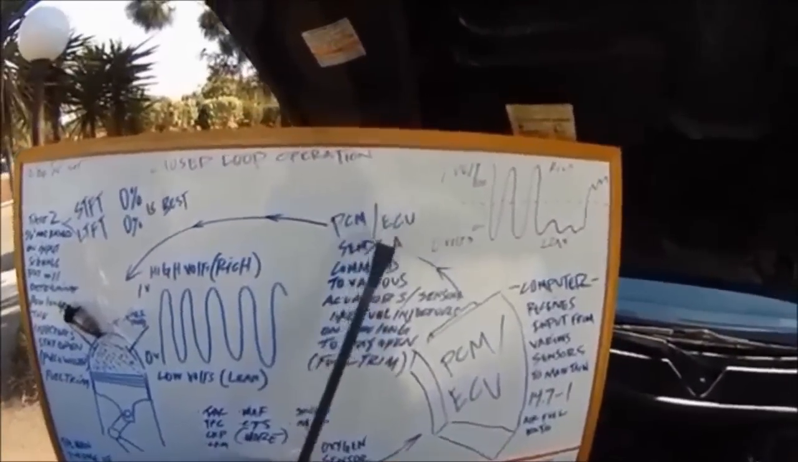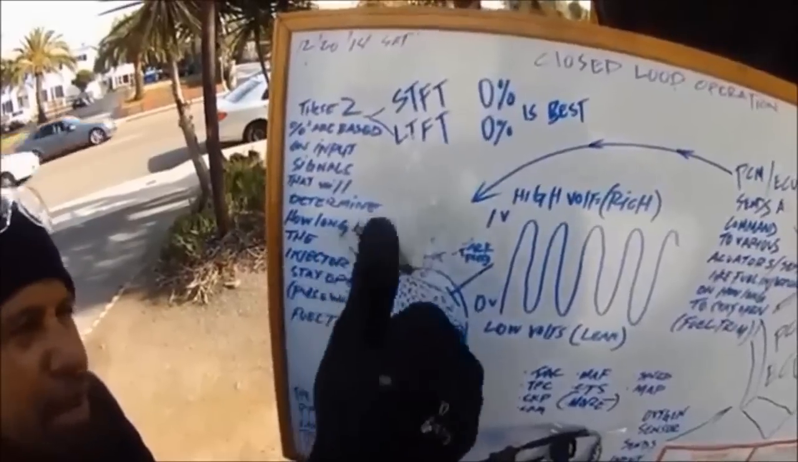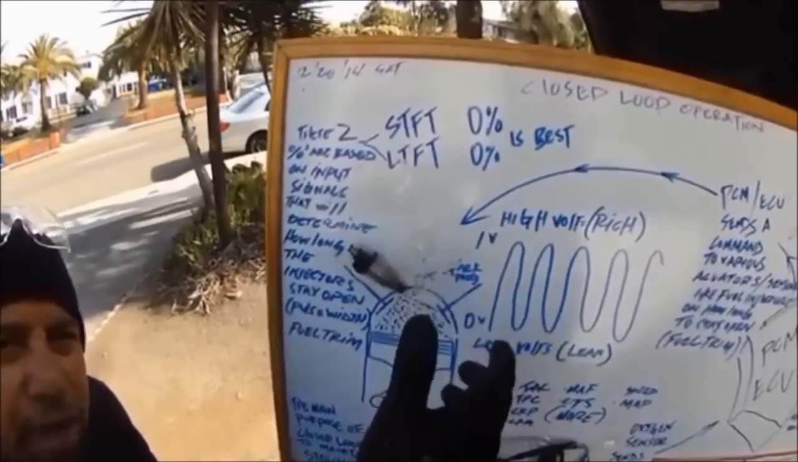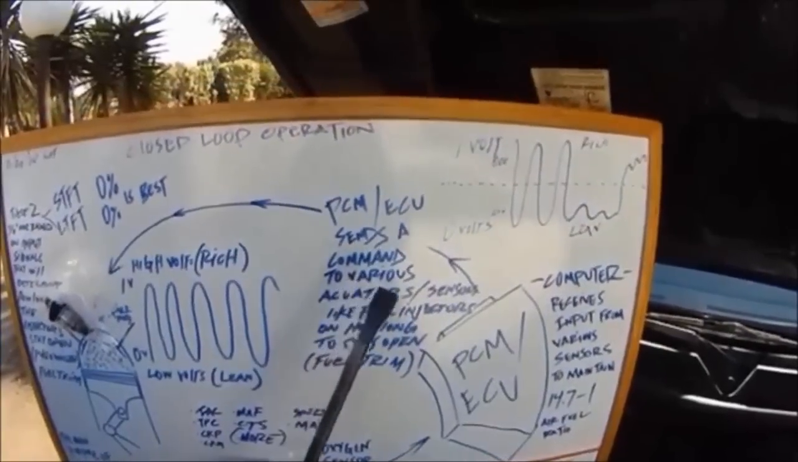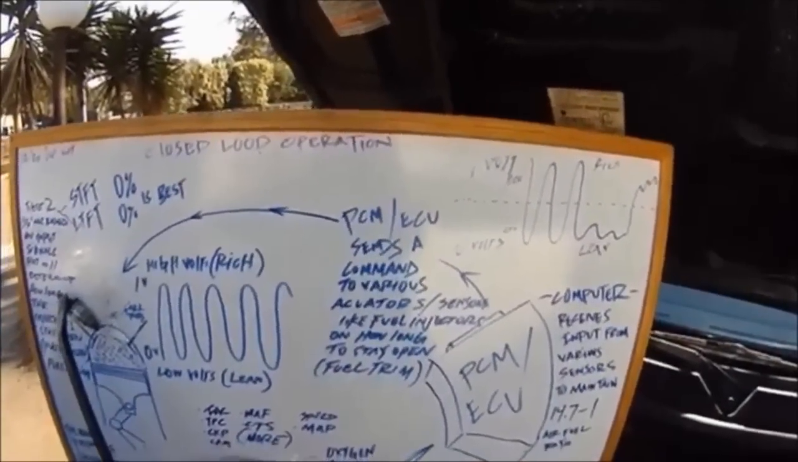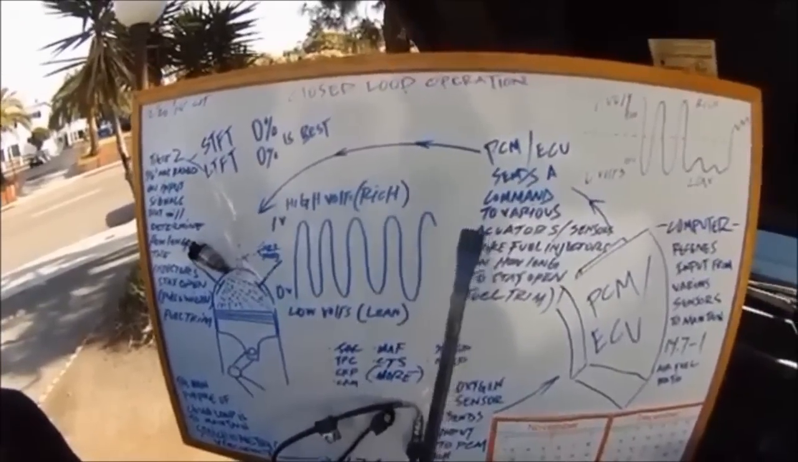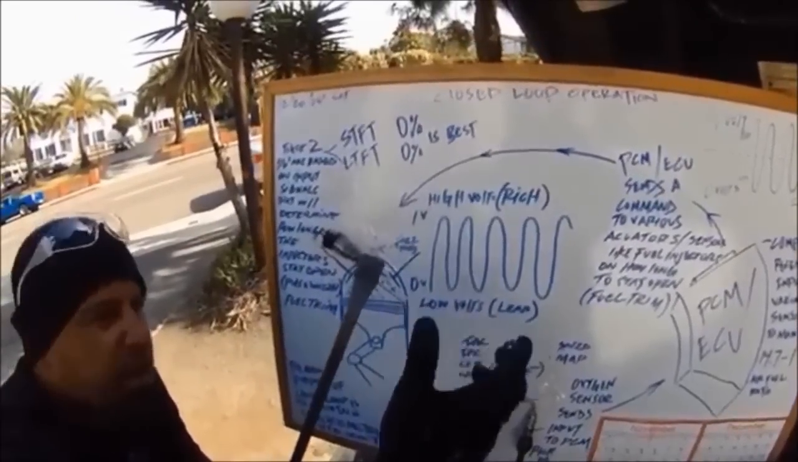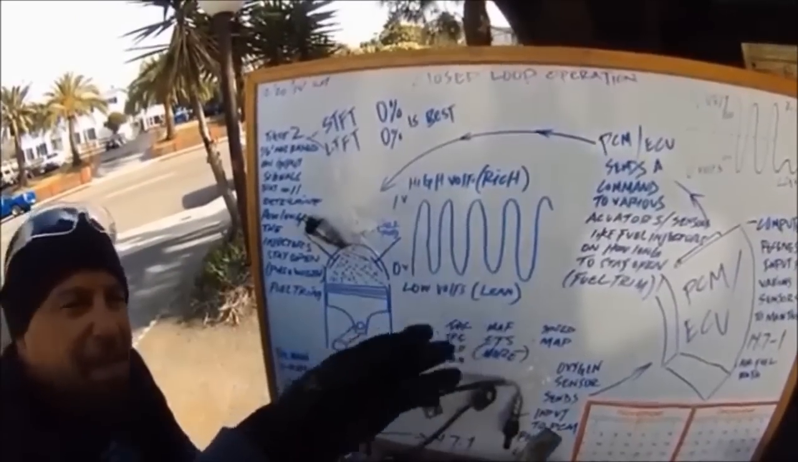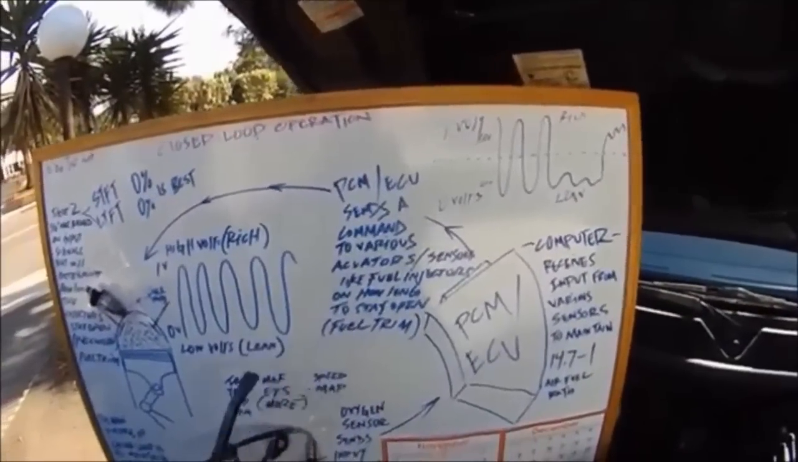This PCM sends a command to various actuators. What's an actuator? This here is an actuator. Relays are actuators. The idle air control valve is an actuator. The fuel injector is an actuator. The command is telling the component how long to stay open, like this fuel injector or idle air control valve. How long to keep the idle air control valve open during an idle condition, when you're stopping at the stoplight or whatever. So all this information is received from these sensors.